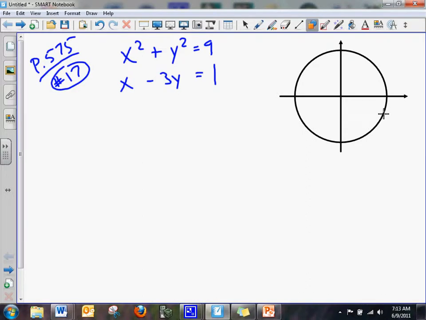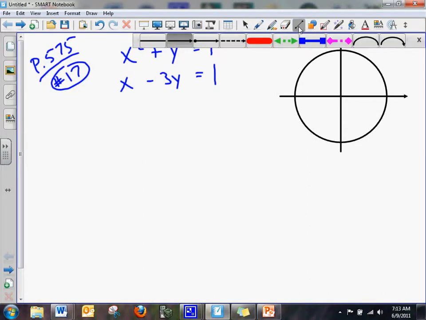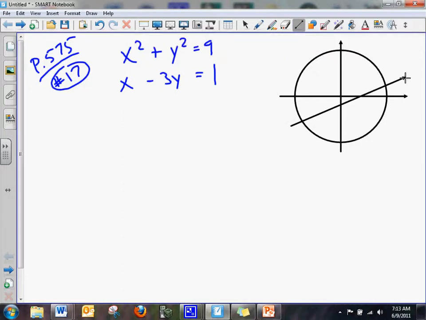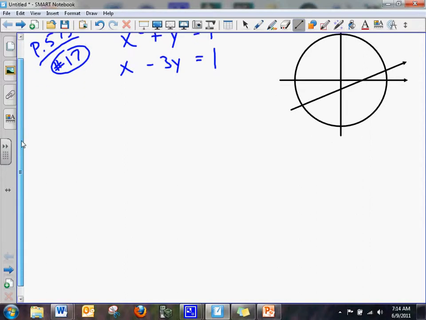And then the second equation is just a line. I don't know exactly what the line looks like, but it's going to have a negative y-intercept and a positive slope. So it kind of looks like that. Question is, how many times do they intersect? Twice. We have two solutions. So at least we have some expectation about what our solution is going to look like. All right.